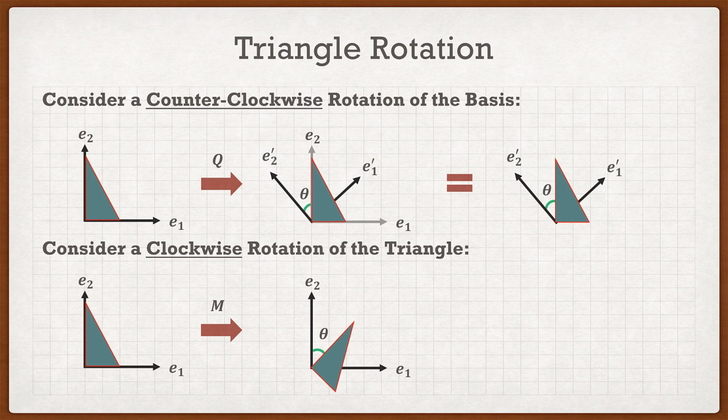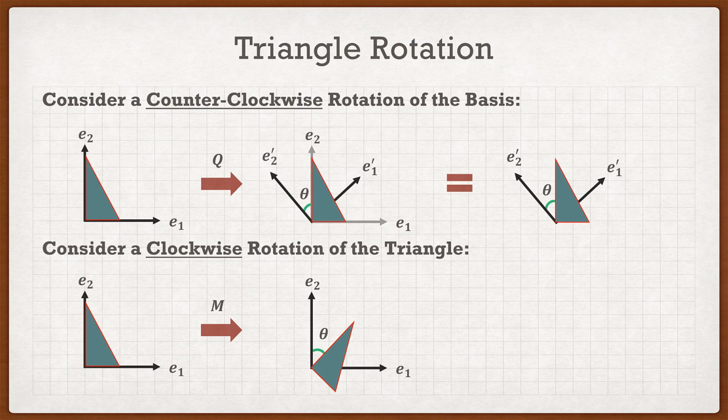So we still have E1 and E2. That's not E1 prime or E2 prime because we didn't change the basis. But all we have is a rotated triangle by the angle theta. Well, as you guys will see now, wait, that looks familiar. Oh, really? Yeah, it does look familiar.